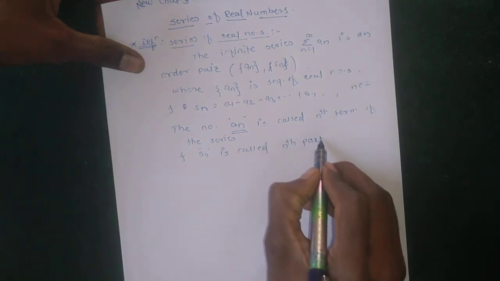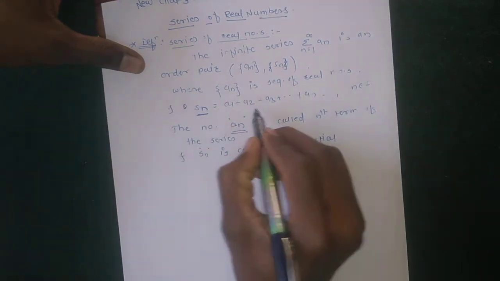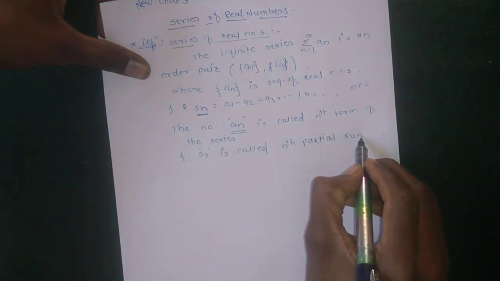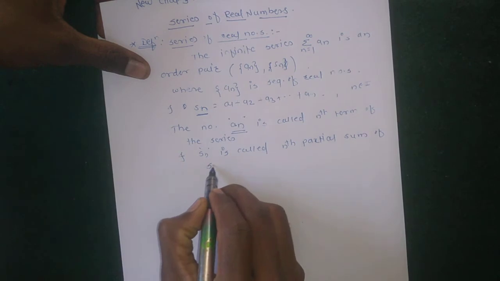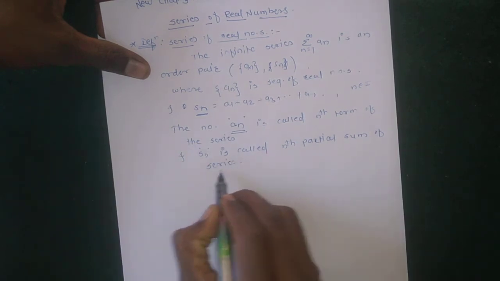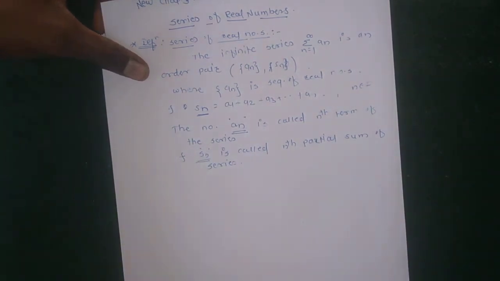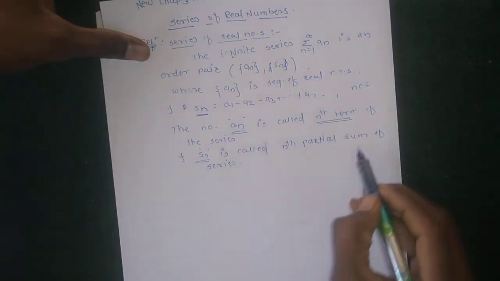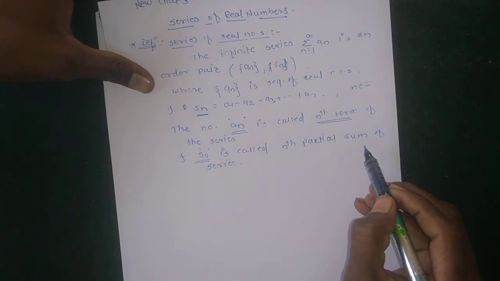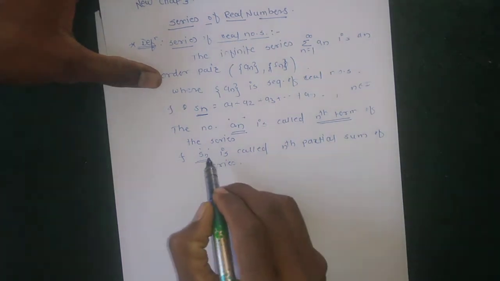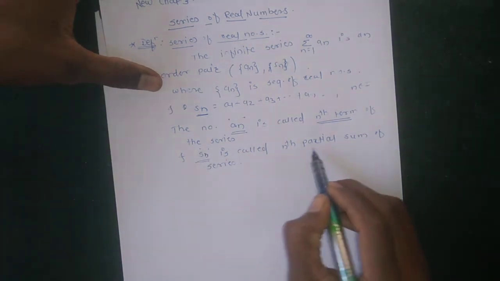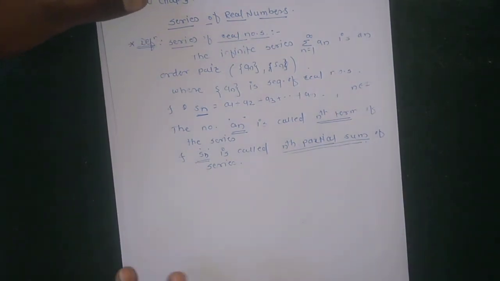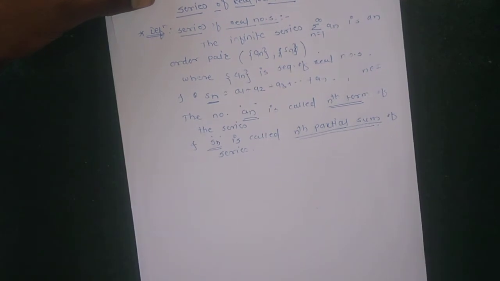Sn is called the nth partial sum of the series. This is our definition: An means the nth term of the given series, and Sn is the nth partial sum of the series. Next point is convergence and divergence of series.